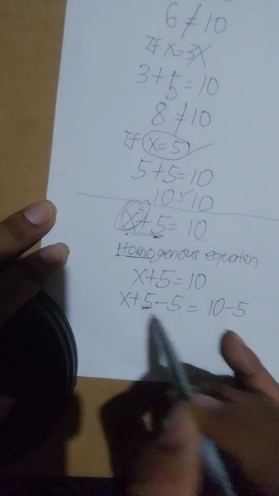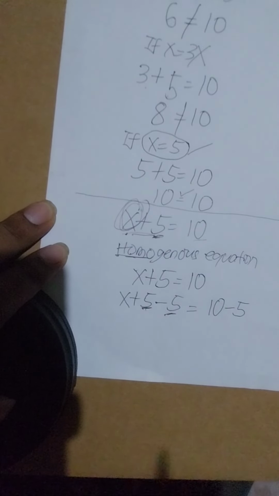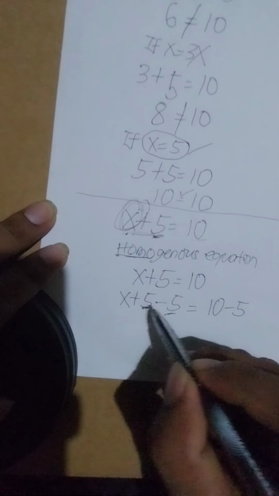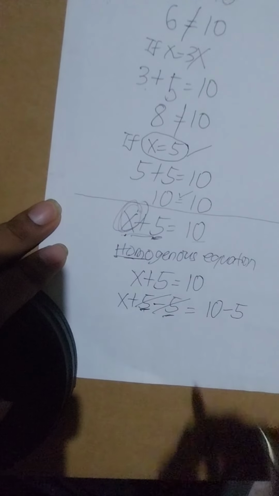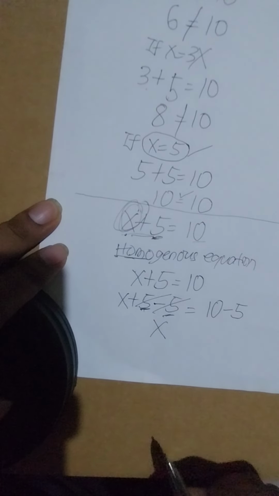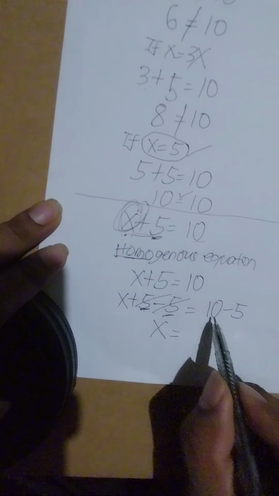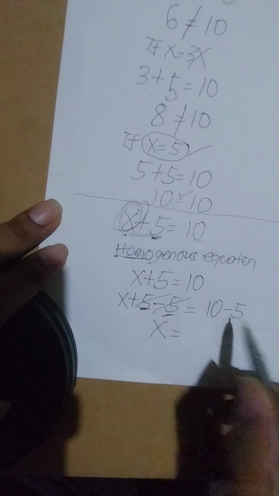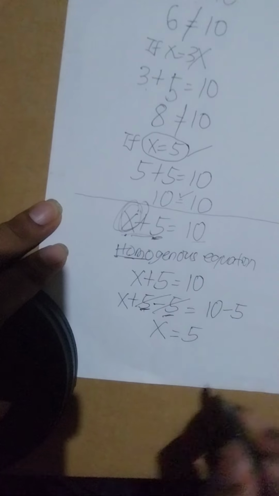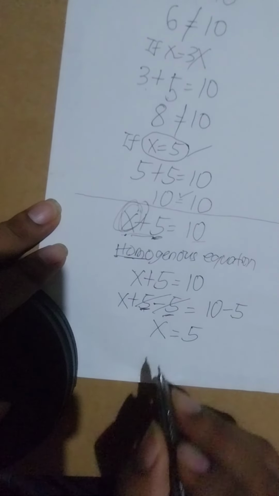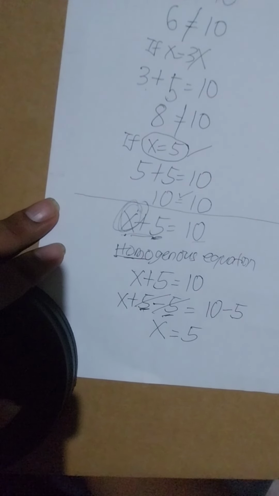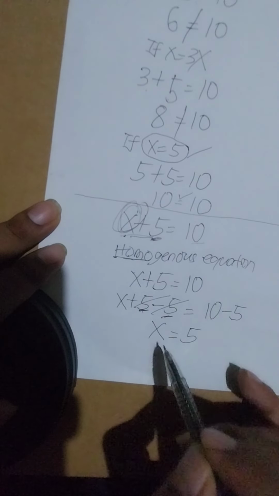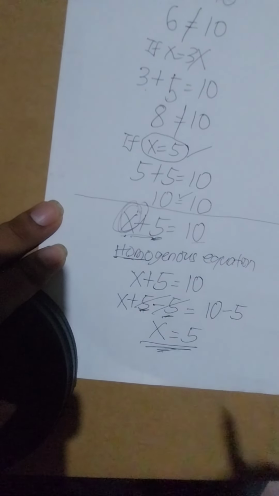So 5 minus 5, that should be 0. So cancel out na siya. Ibig sabihin, si x alone na lang matitira dito. X alone equals 10 minus 5. Okay, very good. 5. So since na-achieve na natin yung goal natin na to make the variable alone in one side of the equation, either left or right, we already computed that the value of x is equal to 5.